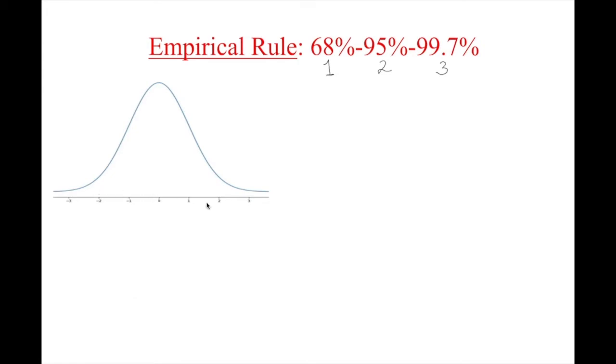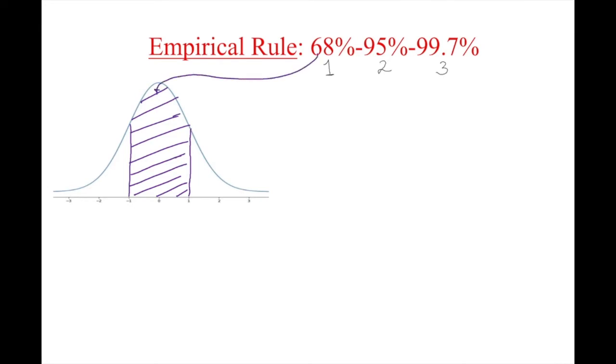So what is 1 standard deviation? Between -1 and 1, that would be 1 standard deviation. Let's actually draw it here. If I have 1 standard deviation, this is going to be my 68% of data. In other words, this is 68% that falls between 1 standard deviation.